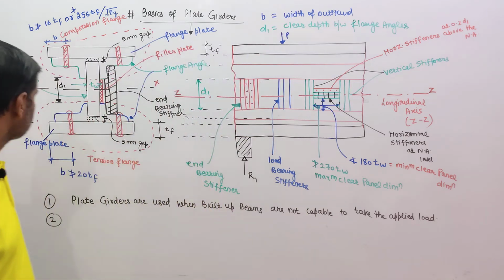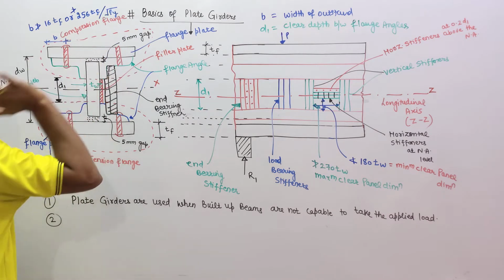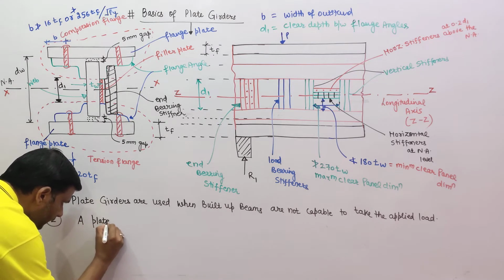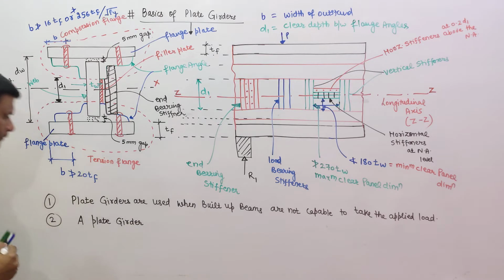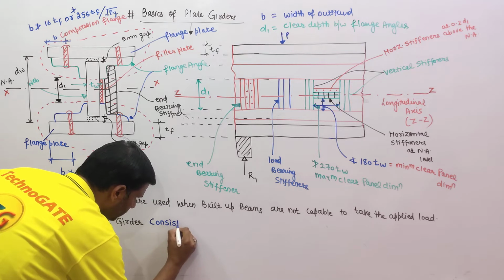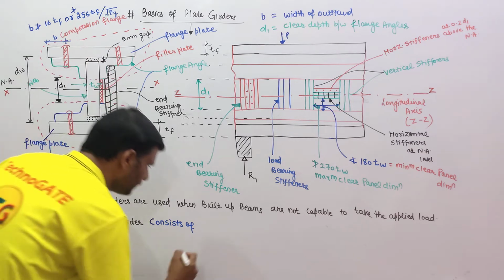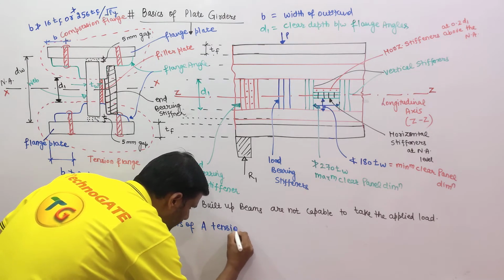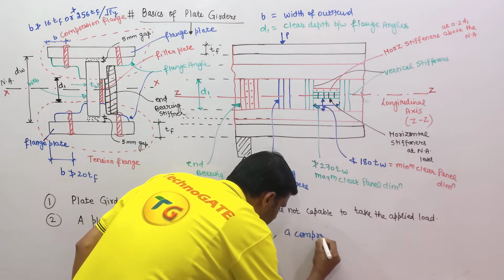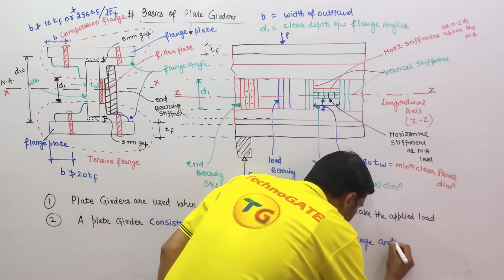Okay. So my dear students, a plate girder as shown in the figure consists of the tension flange, compression flange and the web. Yes or no? So a plate girder consists of a tension flange, a compression flange and a web.